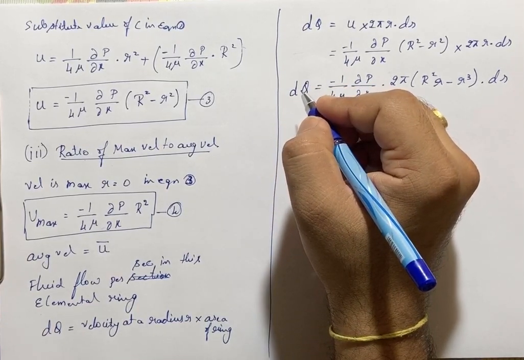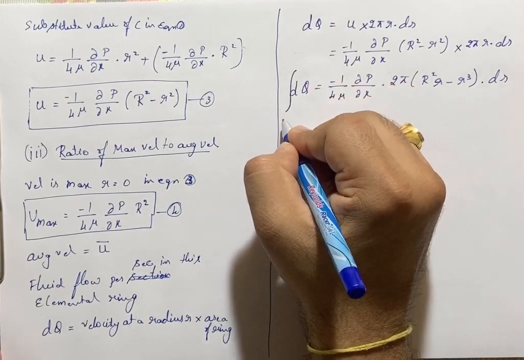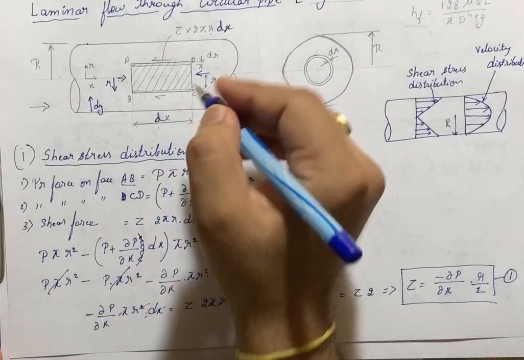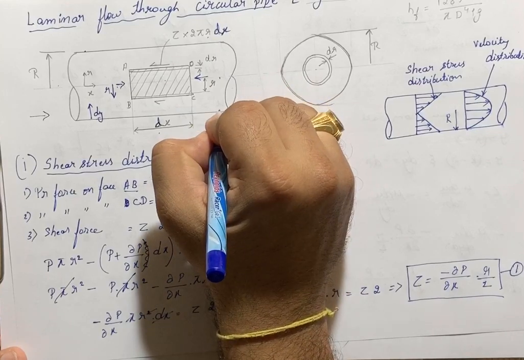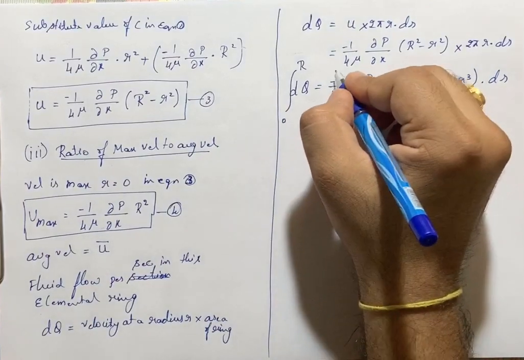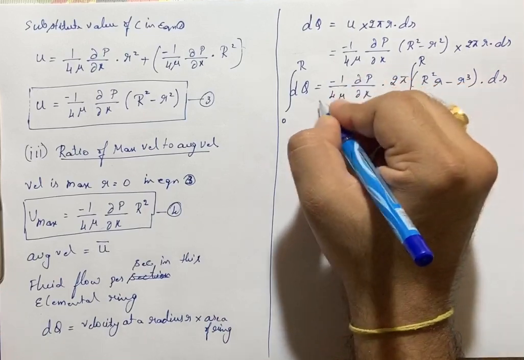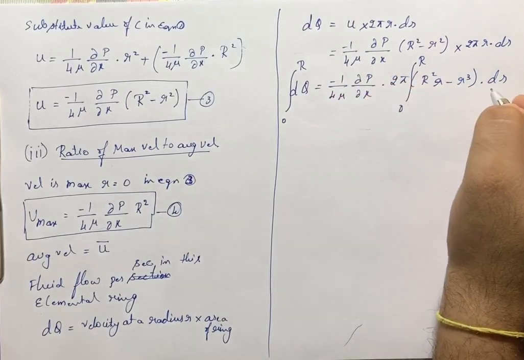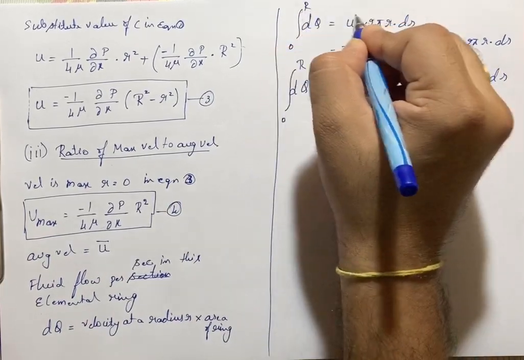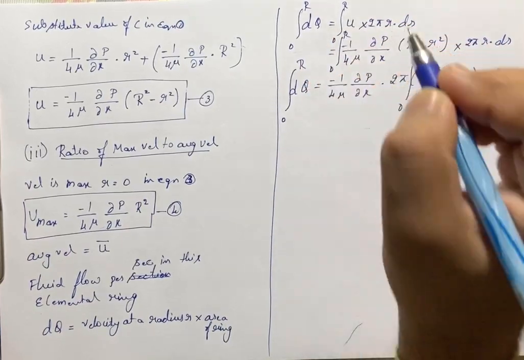Now we need to find the value of Q, the discharge. To find the discharge, I need to integrate this from 0 to R, that is, from the center to the wall surface. The integration limits are 0 to capital R. This is the integration of 0 to R.